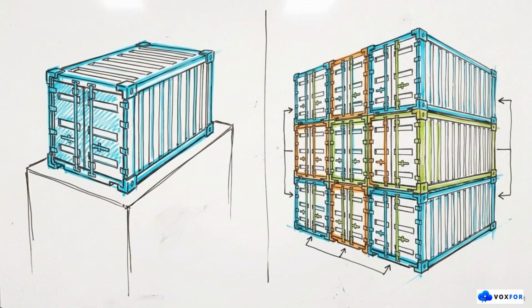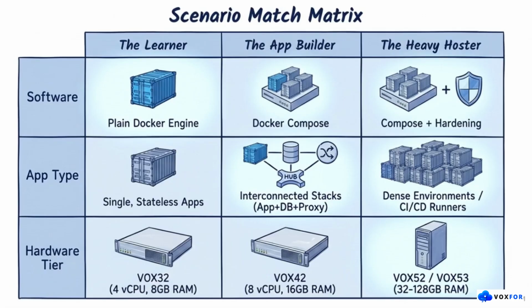The choice between Docker and Compose is entirely determined by the required level of operational abstraction. This decision matrix breaks down 3 exact profiles. First is the learner, who needs plain Docker for single, stateless apps, paired perfectly with a Vox32 instance. Second is the app builder, deploying interconnected web stacks and databases, requiring Docker Compose on a Vox42.